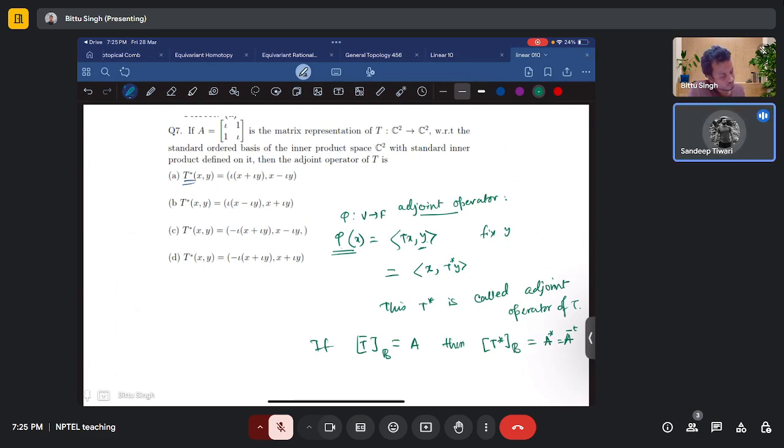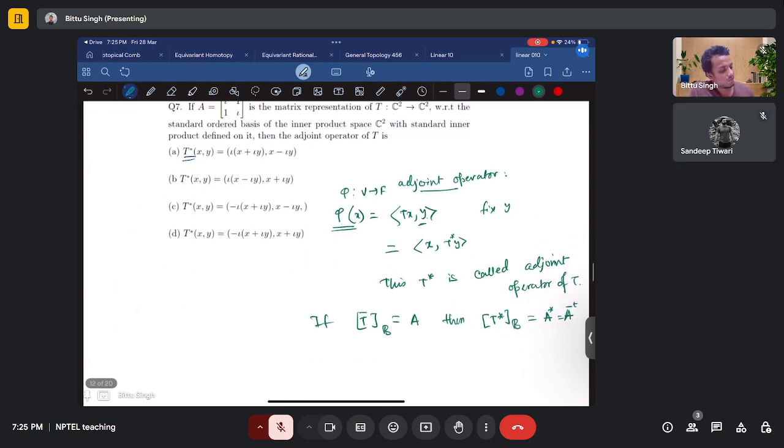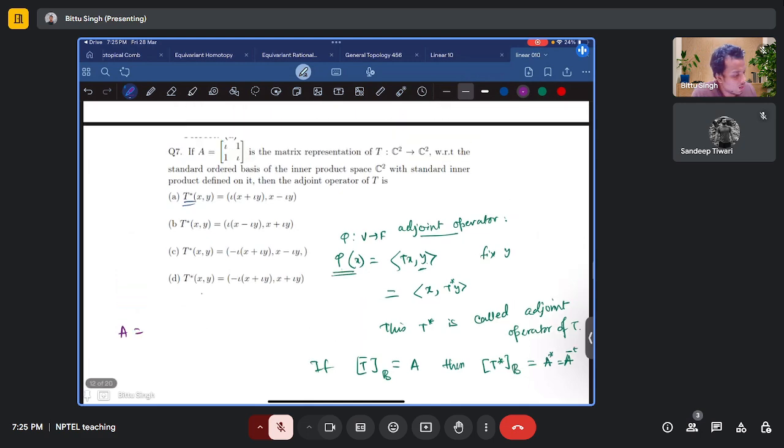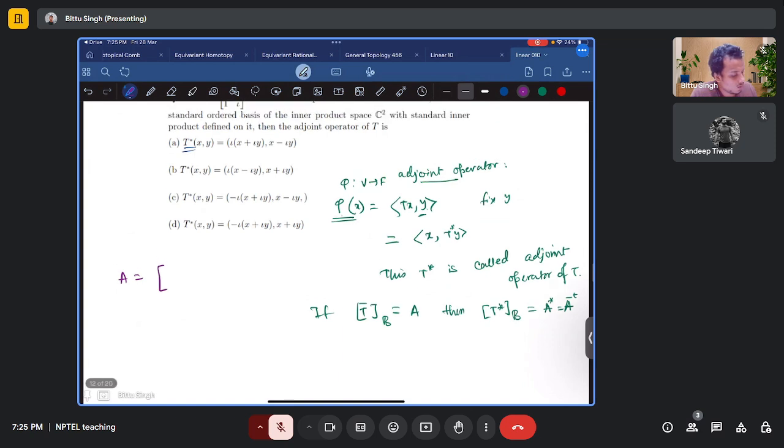So we need to find the conjugate transpose of A. Then after that we need to find the linear transformation. Back to our problem, given A is [[i, 1], [1, i]]. So it is symmetric. Transposing will give you the same thing, but taking the conjugate, the sign of i will be negative. So this is our conjugate transpose, that is A star.